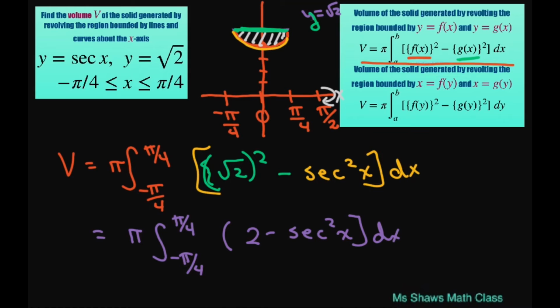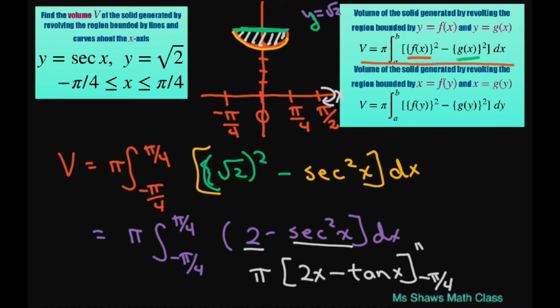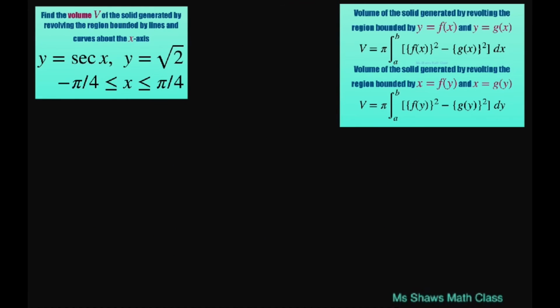So when you integrate this, you're going to get pi. This piece is going to be 2x minus the antiderivative of secant squared, which is tan, so tan of x. And we're evaluating this again from negative pi divided by 4 to pi divided by 4. All right, so let's do that. I'll write it down again. We have pi times 2x minus tan of x, from negative pi divided by 4 to pi divided by 4.